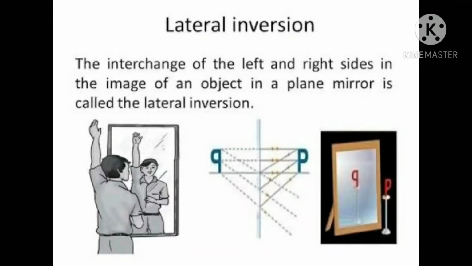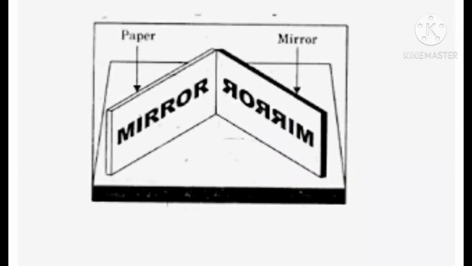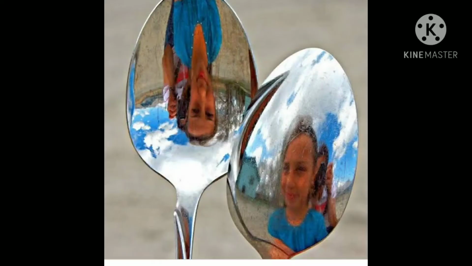You can do one small activity to prove this lateral inversion. Write the word mirror on a piece of paper, keep it in front of the mirror and observe it. What you will find is that the word mirror is reflected as it is presented in the slide. And also try with words like reverse and ambulance.